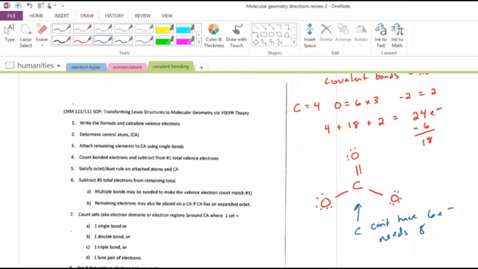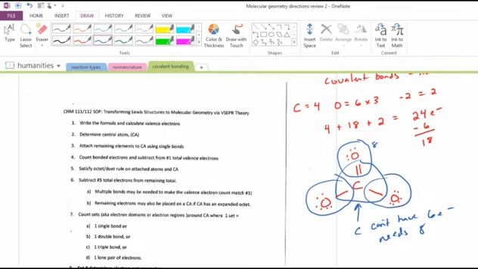Because now if we look at each of them, 2, 4, 6, 8. Carbon has 8. This one, 2, 4, 6, 8. And this one, 2, 4, 6, 8. So they all have their octet.